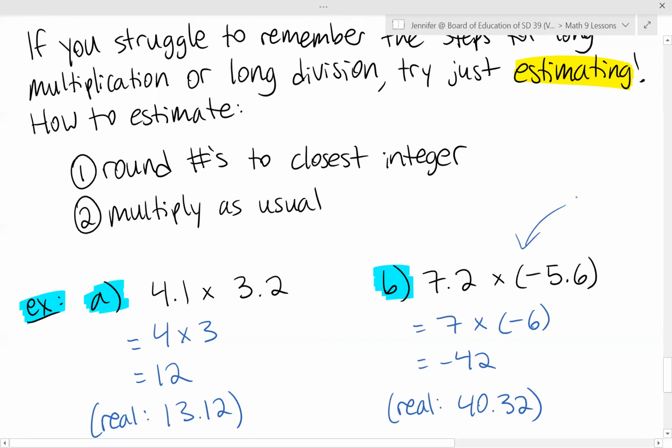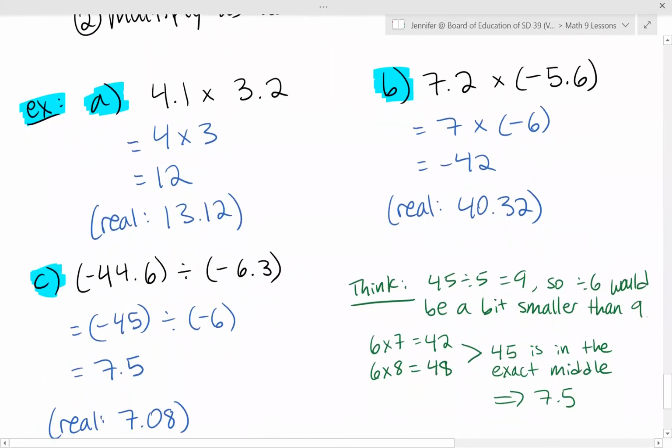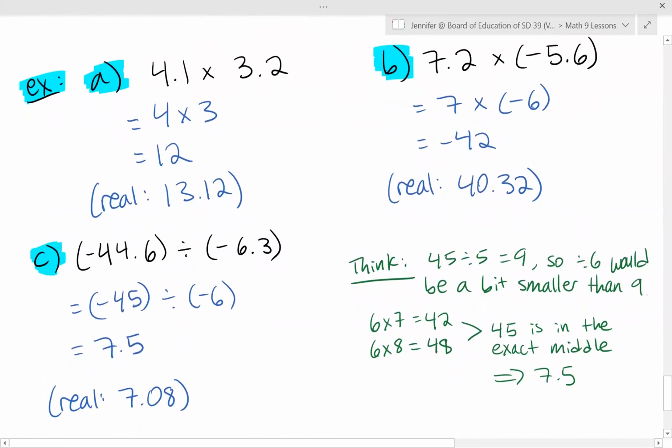This example here, same idea. I rounded this one down, I rounded this one up. Got negative 42 because I've got 7 times negative 6, and this is pretty close to our real answer of 40.32. So it's really easy and quick to estimate, and then you have a general idea of what your answer might be close to. It can be a little trickier to estimate when you're dealing with division.